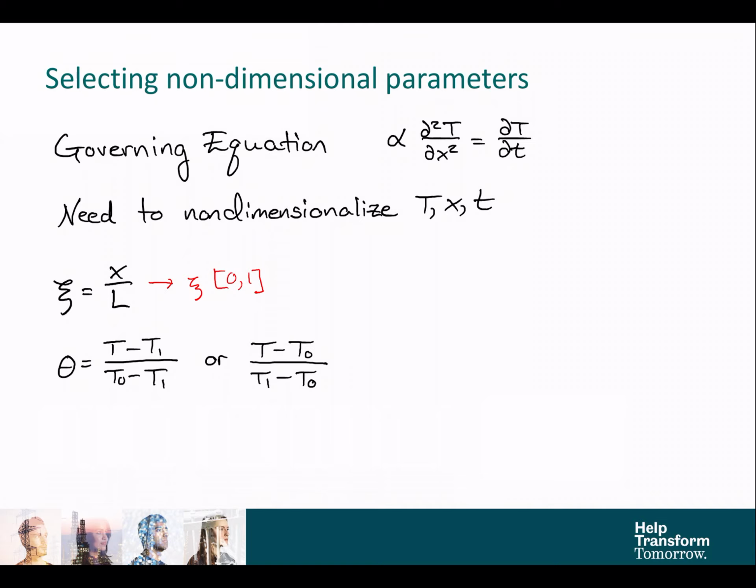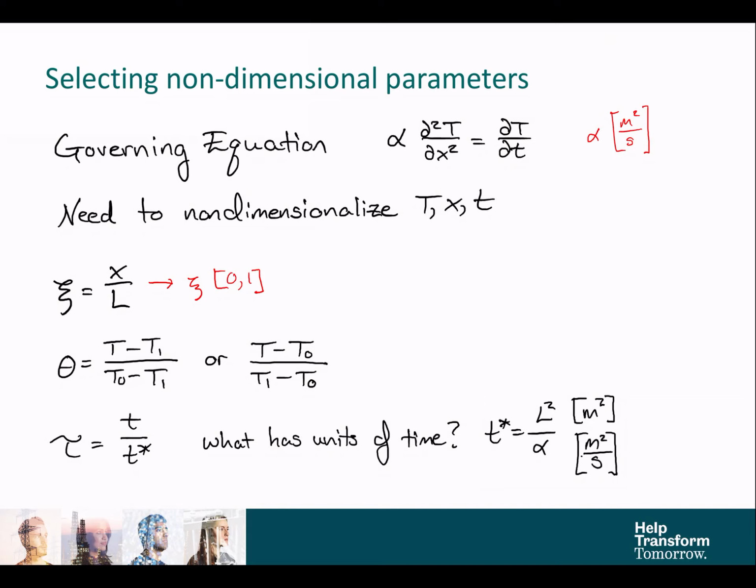Finally, our time coordinate, we'll call it tau. It's going to be the time divided by some quantity that has units of time. And this is a little more challenging because there's not a characteristic time that's obviously given by the problem. So we have to find some kind of an expression that has the same units as time. What you'll notice is that our coefficient alpha, we discussed already, has units of meters squared per second. So that means 1 over alpha has units of time per length squared.